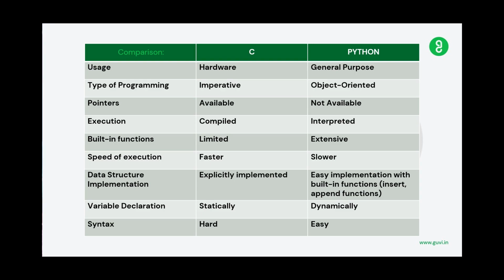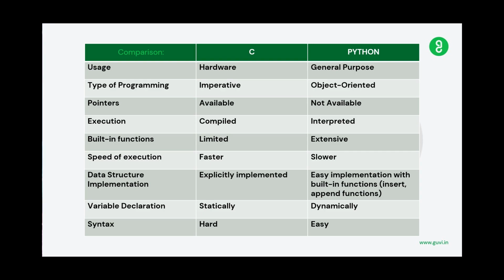When it comes to the usage of pointers, there are pointers available in C, however, there's no pointer functionality available in Python. The way it is compiled or executed in C is that C is a compiled language, whereas Python is an interpreted language. In C, the entire code is compiled and then executed, whereas in Python, the execution occurs line by line. However, when it comes to the number of built in functions, there are only a limited number of built in functions in C, whereas there's a large library of built in functions when it comes to Python.